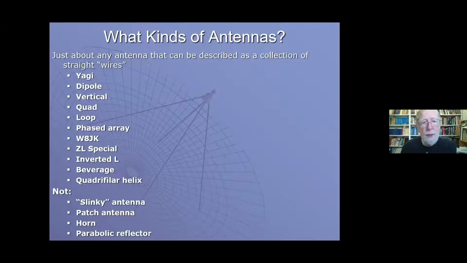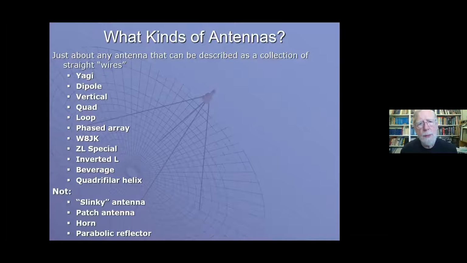Patch antennas it can't do, or strip line antennas, same thing, because they have a dielectric that is an integral part of the antenna, and the program does not have any way to account for the dielectric. Horns and parabolic reflectors you can do as a wire grid model. As a matter of fact, if you look in the background here, the PowerPoint picture of a parabolic reflector looks like a wire grid, and you could do that with EZNEC just fine.